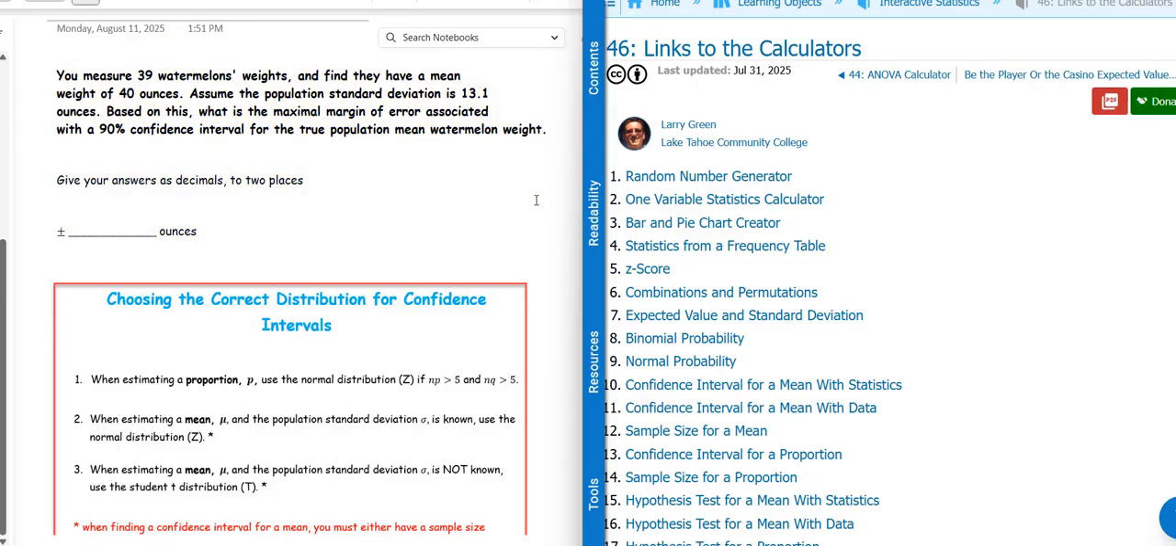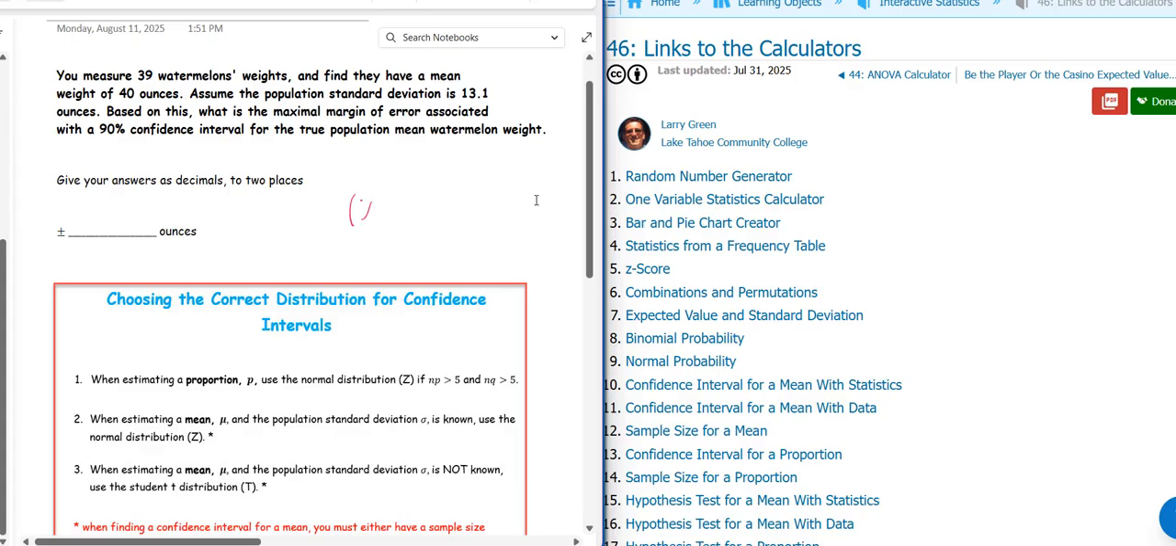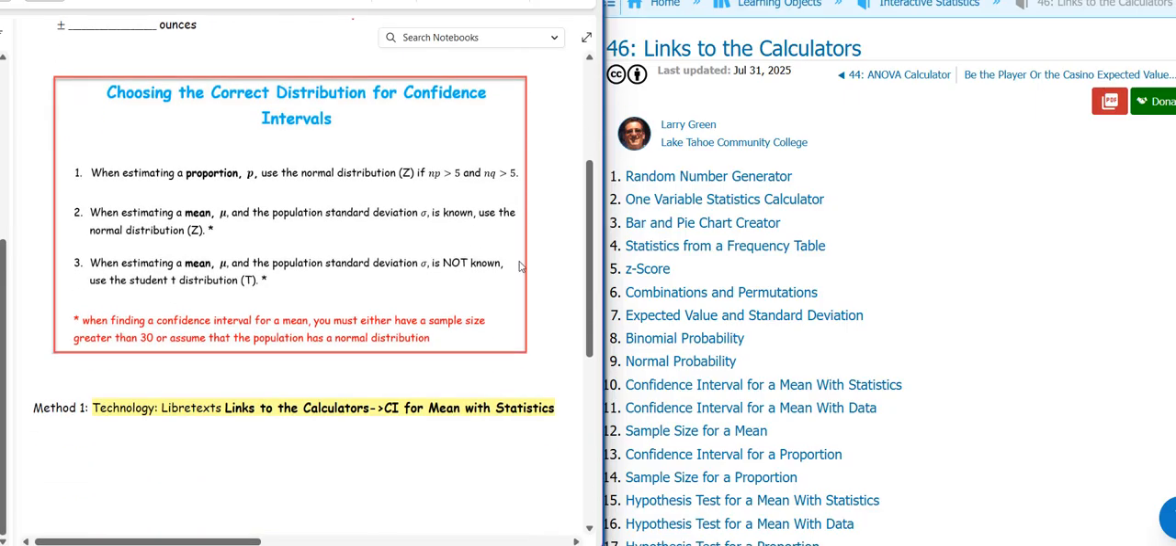So our interval will look like X bar minus the margin of error, I'll just call it ME, to X bar plus ME. So let's first use technology to compute the confidence interval, and then we'll get the margin of error from that. In order to choose the correct calculator, we need to know what distribution we're using, and here are the rules.